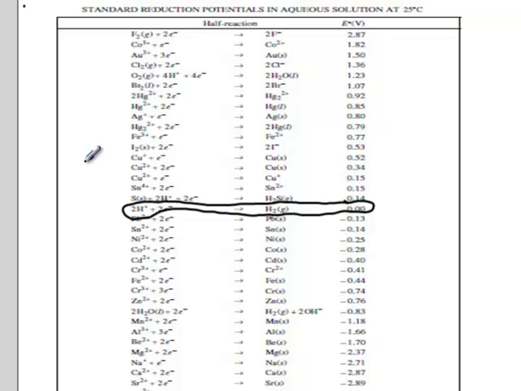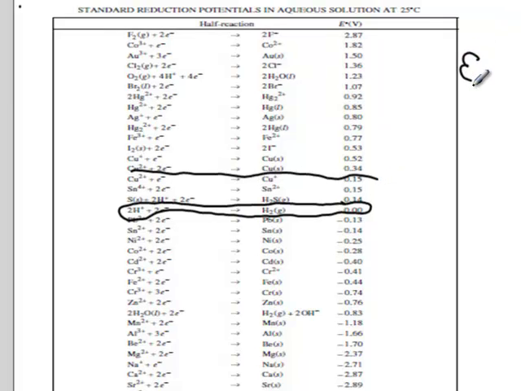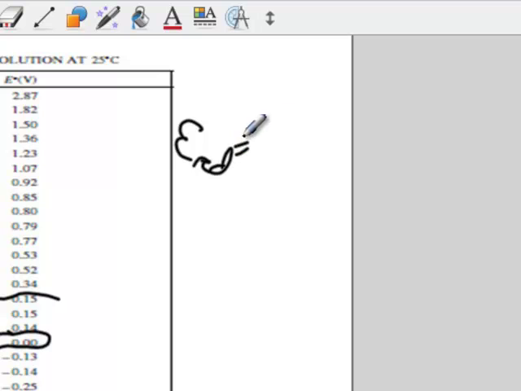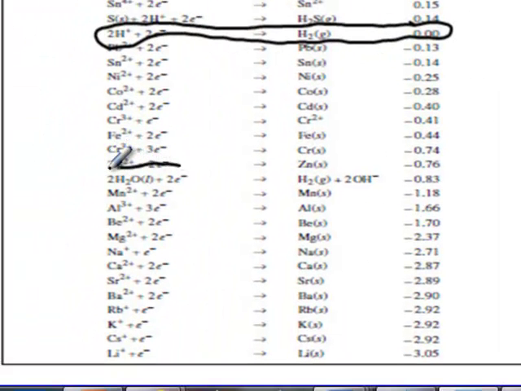So I look, now be very careful here because there are several possibilities for copper. I want this one, Cu2+ plus 2 electrons goes to Cu solid. There's an E° of 0.34. So the E° reduction is 0.34 volts. Now I look and I see the zinc. There's the zinc one.